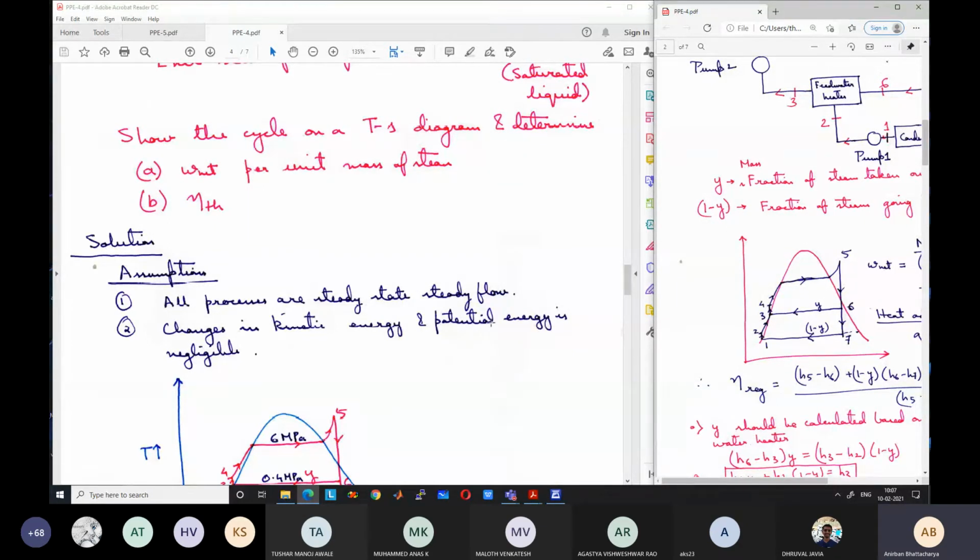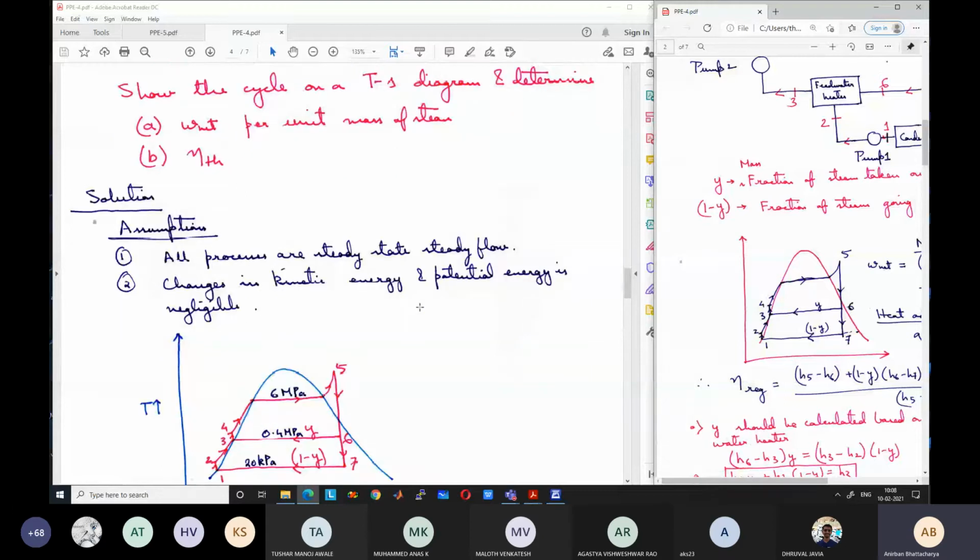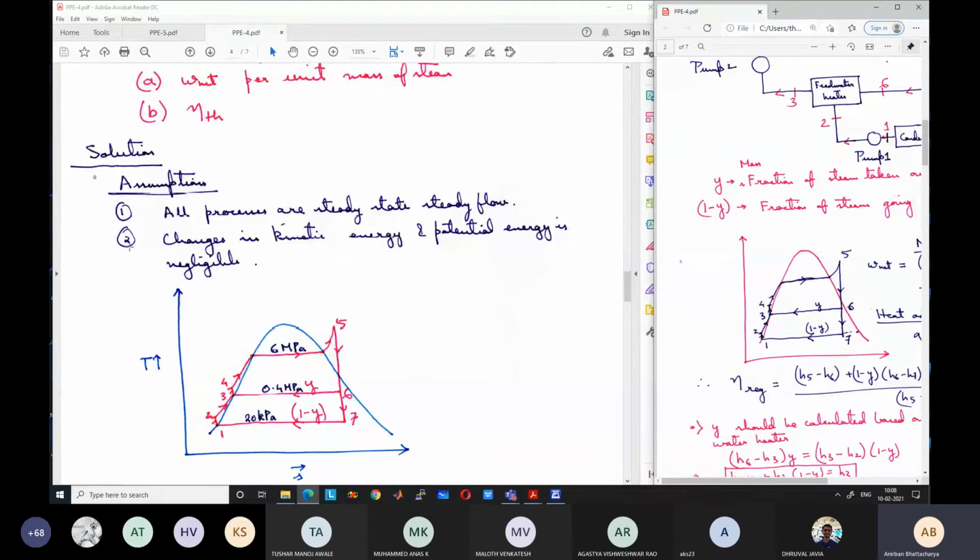So before solving, we will take certain assumptions. These are the general assumptions for all of our problems. The assumptions are that all the processes are steady state, steady flow. This means there is no change happening with time, and the mass flow rate also remains constant. So at any point of time the mass flow rate remains the same. It does not change at another time. And so we can calculate everything per unit mass flow rate.